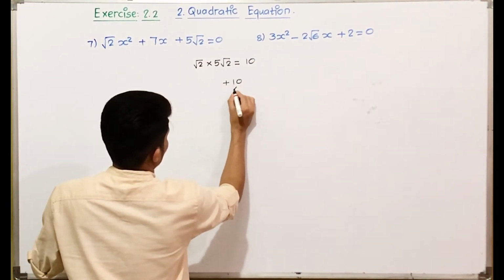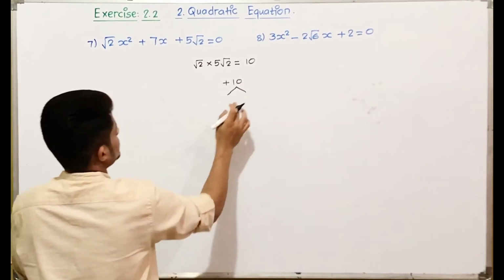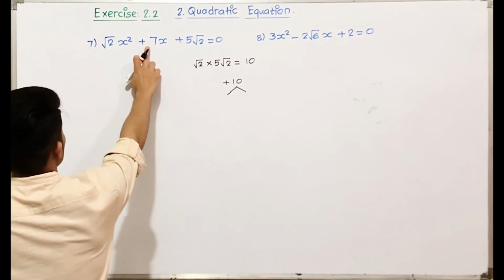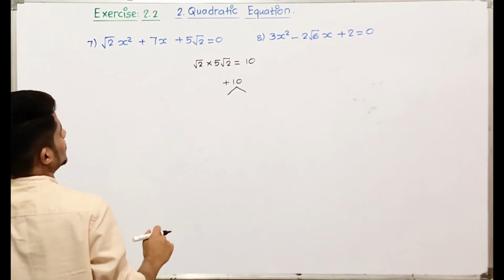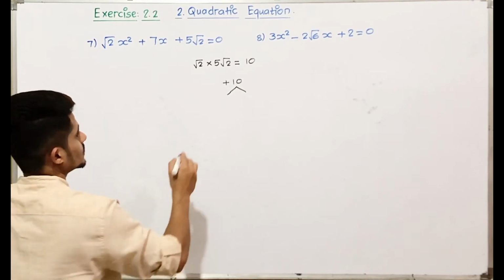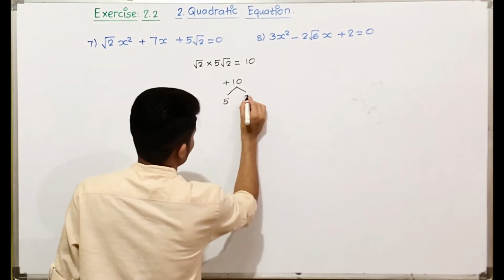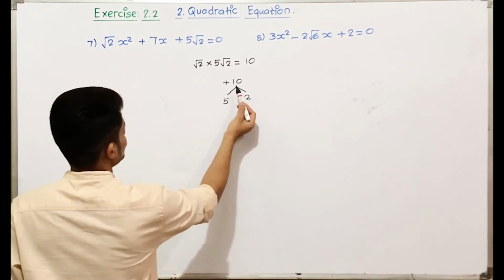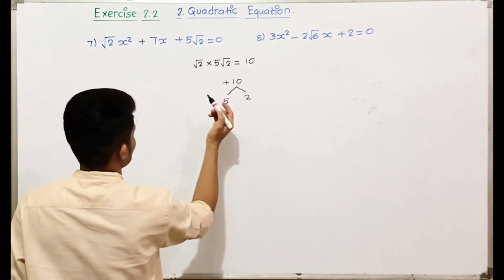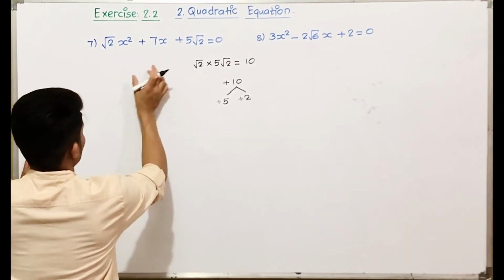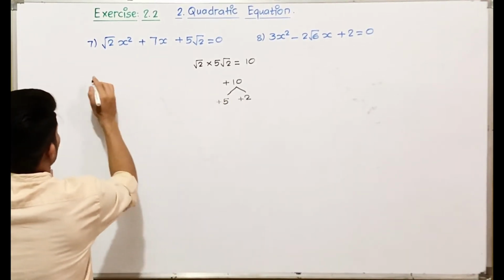Plus 10, we will split plus 10 in such a way that addition should be equals to 7 and multiplication should be equals to 10. So the numbers will be 5 and 2. 5 into 2 is 10 and 5 plus 2 is 7. So plus 5 plus 2. We'll replace this with these numbers.